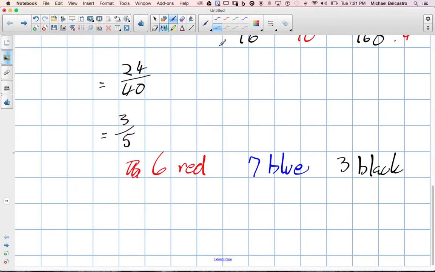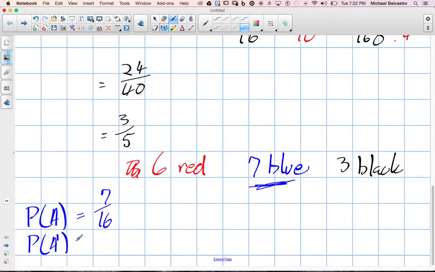Okay, we'll make up our events, this time of drawing a blue sock. So if we call PA drawing a blue sock, what's the probability of drawing a blue sock? 7 out of 16. That's right. Okay, what's the probability of not drawing a blue sock? 9 out of 16. Yeah, there we go. So we got 9 out of 16.